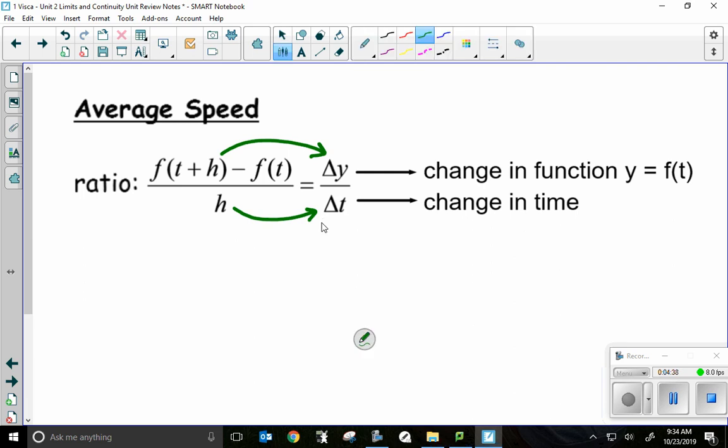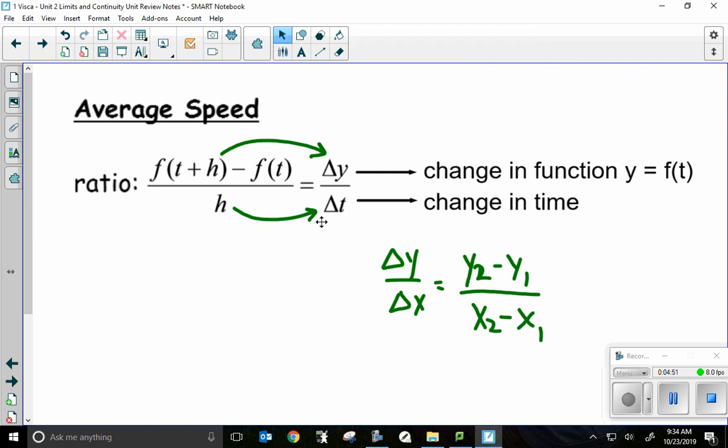But you may remember this as change in y over change in x, which is y2 minus y1 over x2 minus x1. So average speed, you'll be given two positions. It's really just a change in y over change in x. It's a slope between 2 points. We've been doing that since math 8 maybe.